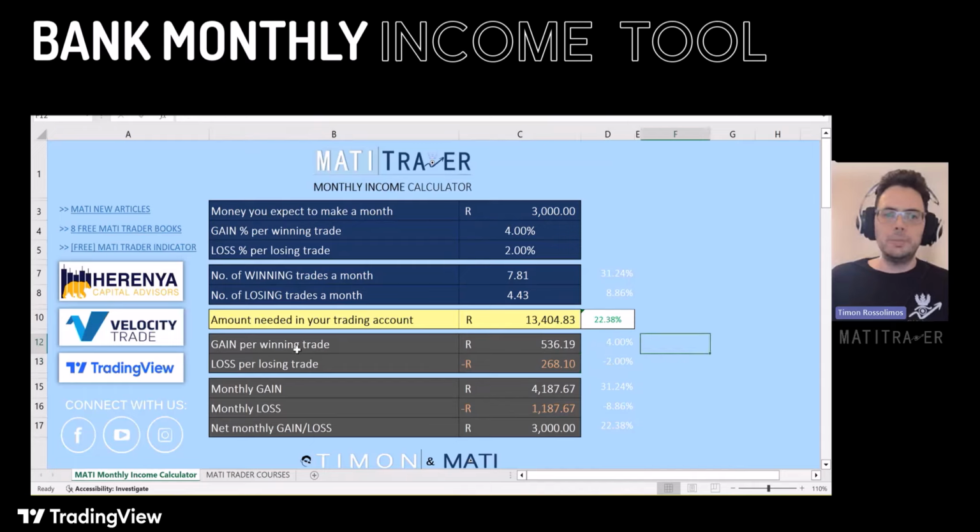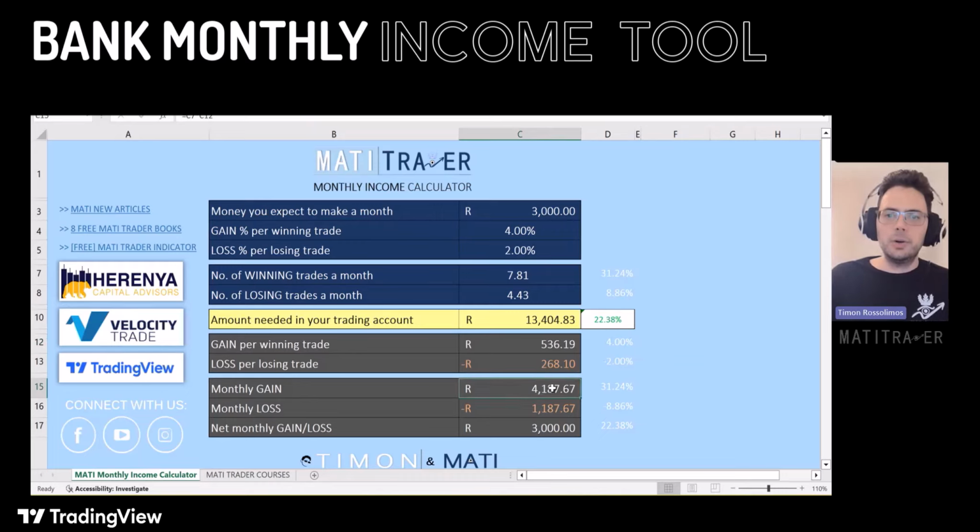With the gain per winning trade, we know that it is 536 Rand and 19 cents divided by 13,404 Rand and 83 cents. Okay? So that's proven. Then we say, what is our monthly gain going to be?